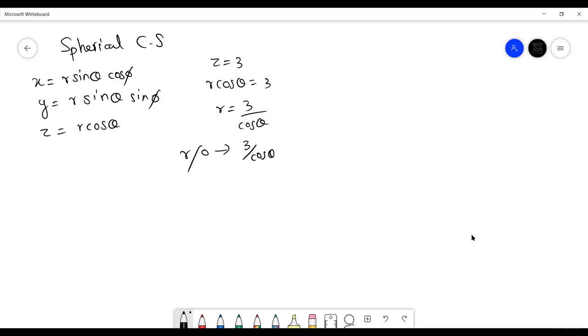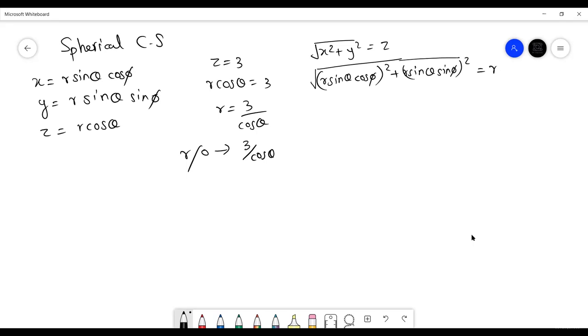This is for r. So we know square root of x squared plus y squared is equal to z, this is the cone's formula. So if we substitute in the spherical coordinate system, (r sin theta cos phi) squared plus (r sin theta sin phi) squared, square rooted, is equal to r cos theta. So if you solve the left hand side, it becomes r sin theta equal to r cos theta. So r and r cancel out. So tan theta equal 1. So theta equal pi by 4. So this indicates 0 to pi by 4. This is the range of theta.